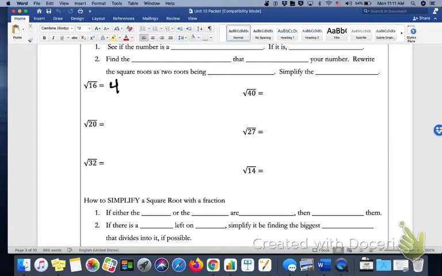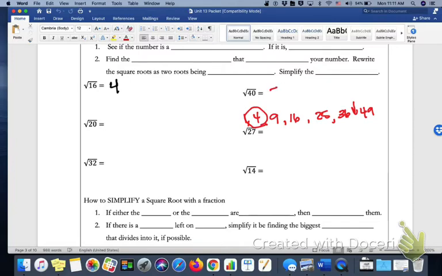If we go to the next one, it's asking us the square root of 40. So 40 does not have a perfect square. What I would recommend doing is looking at your list and identifying where 40 falls. It actually falls between 36 and 49 right here. So we need to look at all the perfect squares less than 36 that might go into 40. And the only number that I can see that goes into 40 is 4.